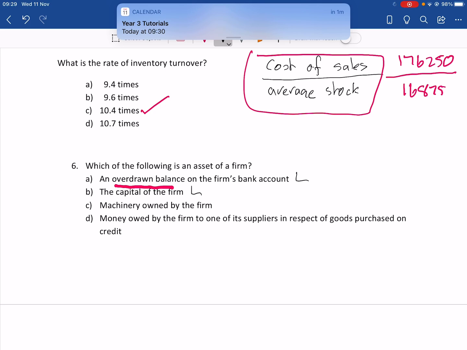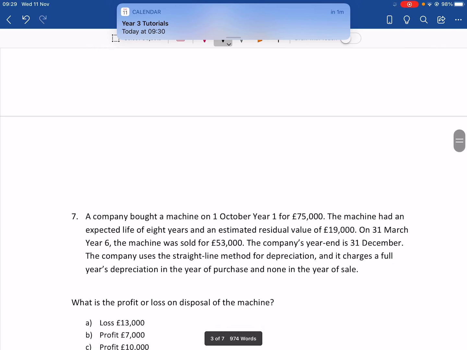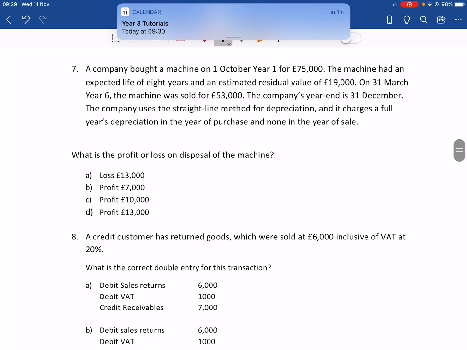Machinery owned by the firm. Yes, machinery that we own is an asset, so that one is correct. Money owed by the firm to one of its suppliers, again, is a liability. So the answer is the machinery that's owned. This one caused a few problems, but I've got loads of these for you to do in practice.